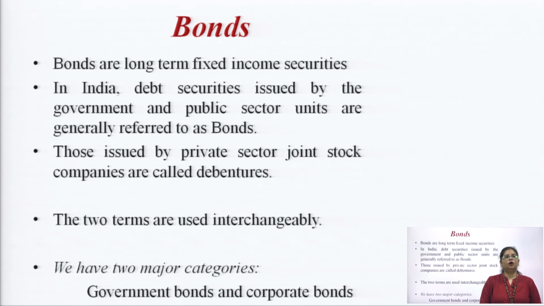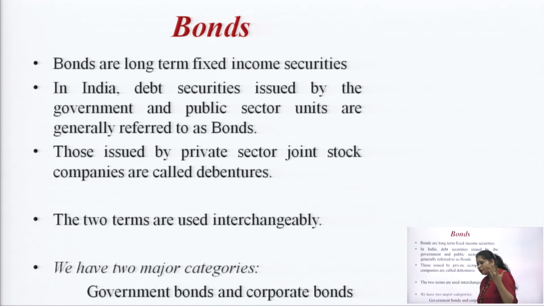So, when we focus on bonds, bonds are also long term fixed income securities. When we talk about India, the debt securities that are issued by the government and public sector units are referred to as bonds, and the debt or loan securities issued by a joint stock company are known as debentures. The terms can be used interchangeably.